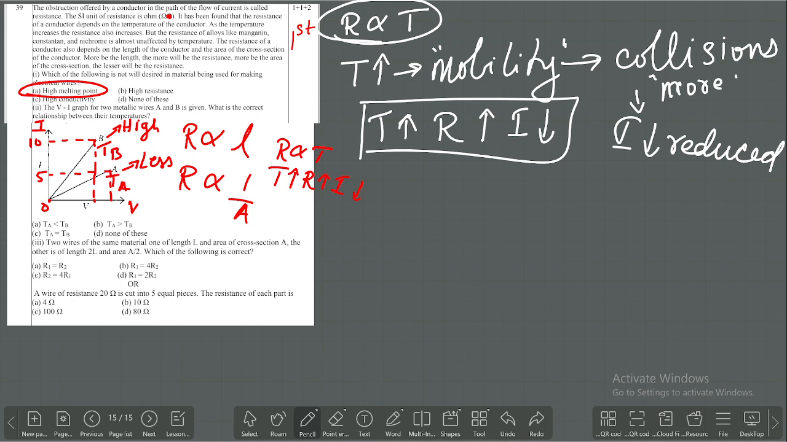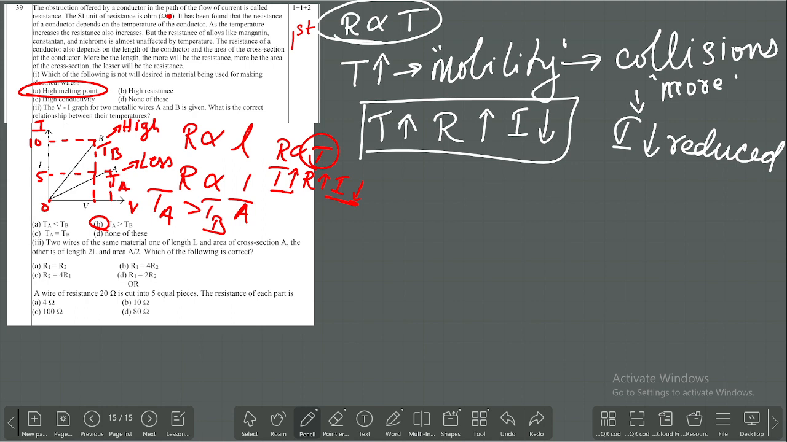The VI graph of the two metallic wires A and B is given. What is the correct relation between the temperatures? Based upon the temperature, if temperature is more, current flow will be less. So you can conclude that TA, the temperature in A, is greater than the temperature in B. That means our answer will be option B.